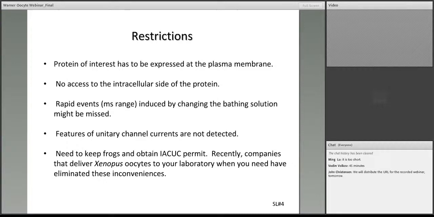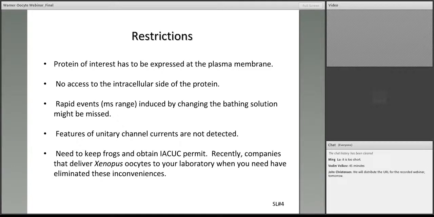There is also the need of an animal facility equipped to keep frogs, and you need to apply for an IACUC permit, which can really be a lengthy process. However, recently, these inconveniences have been eliminated by companies that deliver Xenopus oocytes to your laboratory.